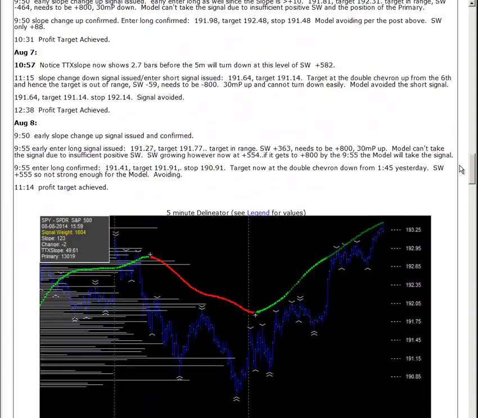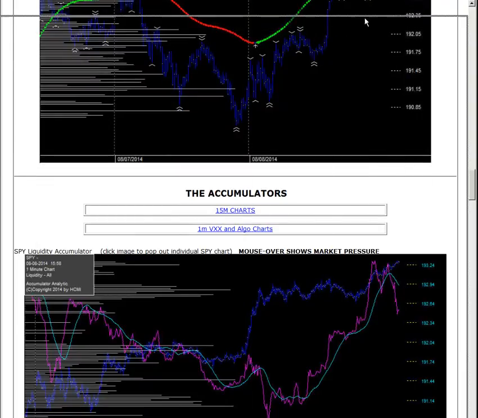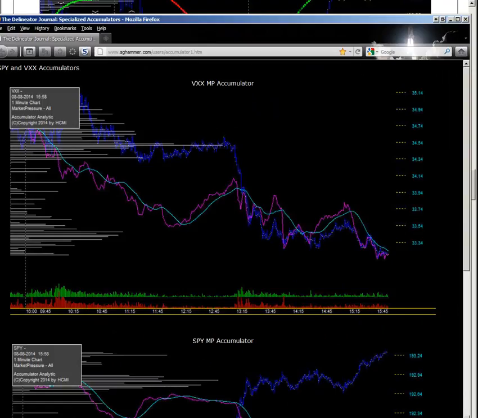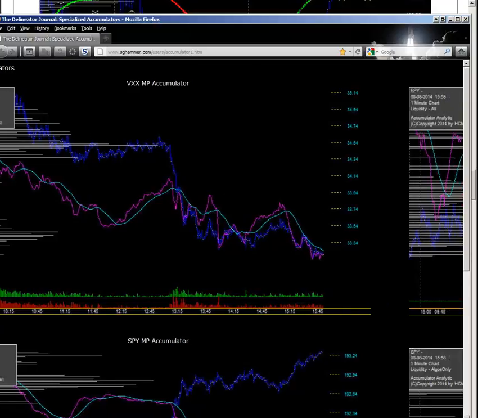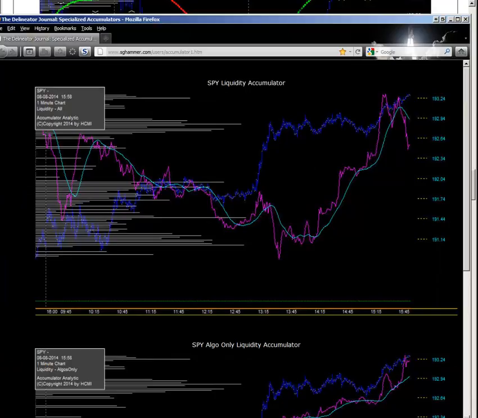We also have some pop-out charts. Here are some, I'll bring these in here. These are charts that show the VXX MP, the SPY MP, that stands for market pressure, the liquidity, and the algo only. These are specialized charts for people who trade either ES or SPY.